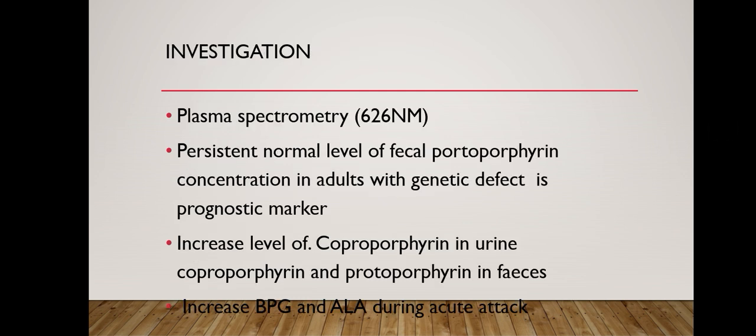Investigations include, number one, plasma spectrometry, which is usually noted at 626 nanometers. Persistent normal level of fecal protoporphyrin concentration in adults with genetic defect is a prognostic marker of variegate porphyria. Increased level of coproporphyrin in urine and coproporphyrin and protoporphyrin in feces is another investigation of choice. Increased PBG and ALA during acute attacks are seen.